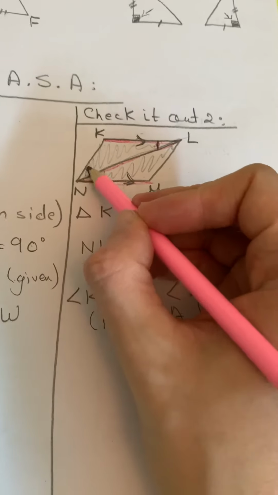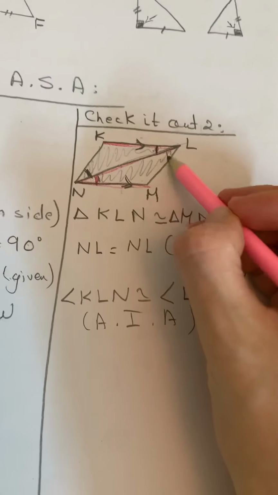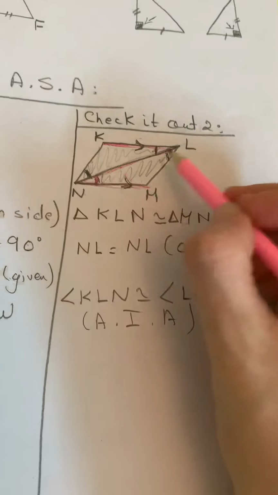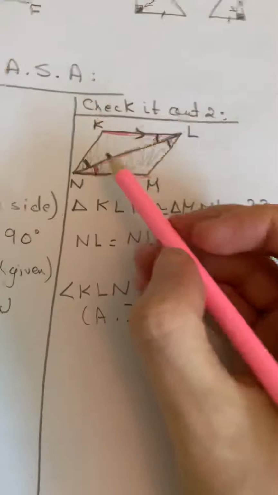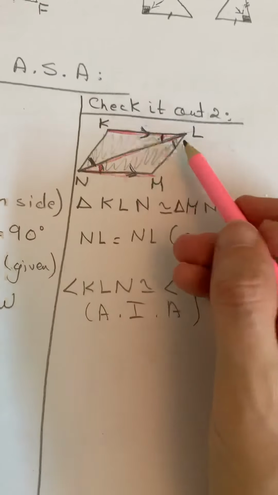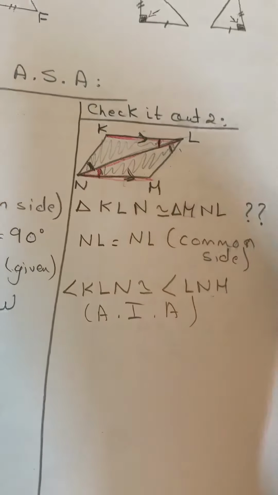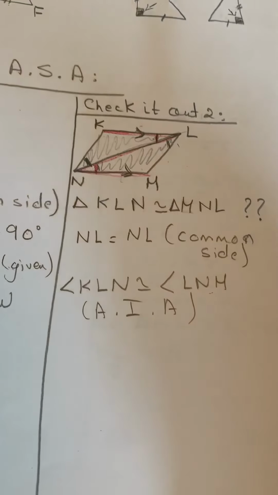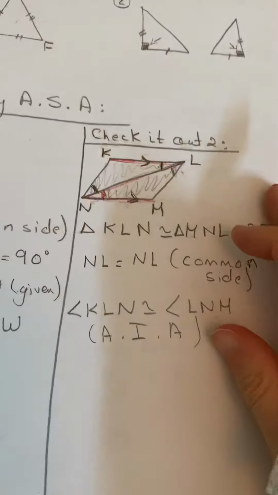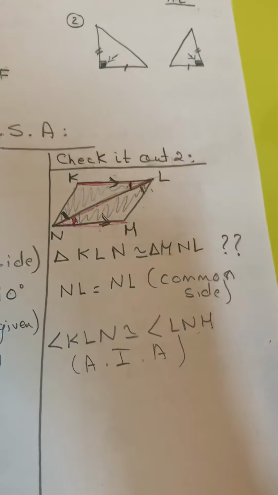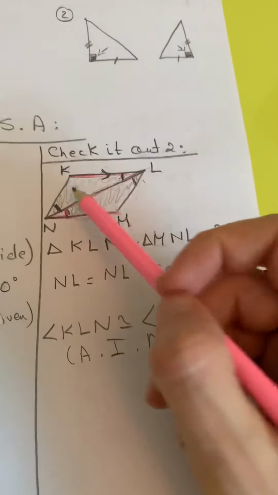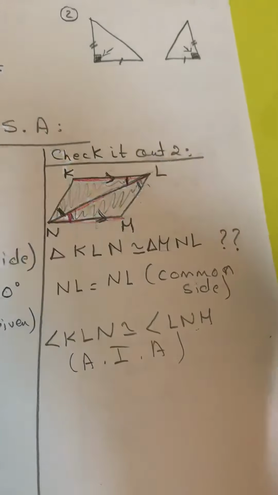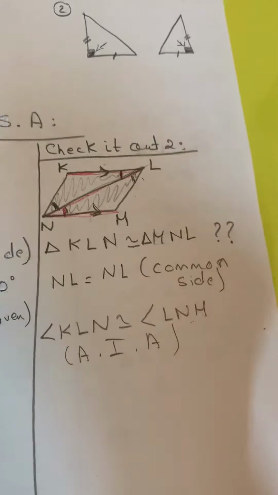Is this angle N congruent to this one? Do we have any given that will help me to prove these two angles congruent? No. There are no other parallel lines, nothing is given. So I only have one angle and one side. So these two triangles cannot be proved congruent by angle, side, angle.